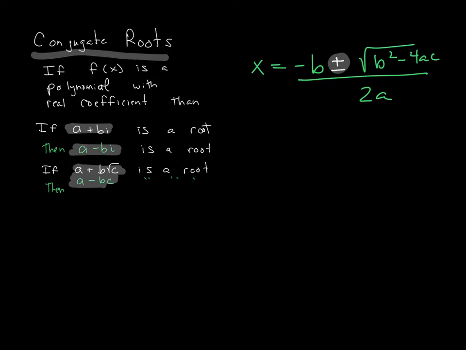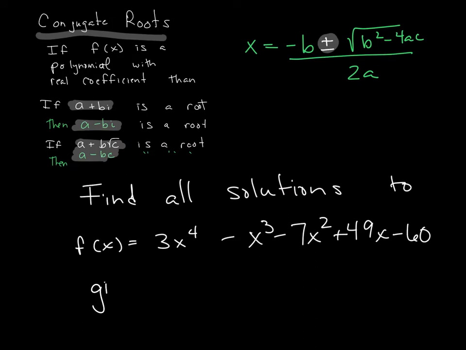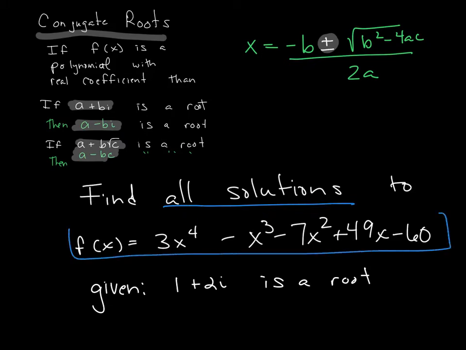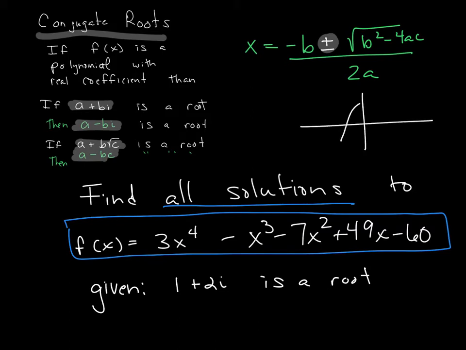So we're going to go ahead and start one of those questions. And we are going to be given, in this case, that 1 plus 2i is a root. All right, so what does this mean? Let's just take a second to review the vocabulary. All solutions to this equation, when this is a root, well, what does that mean? That means, where does this cross the x-axis?